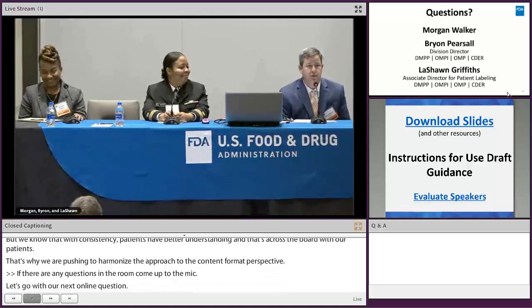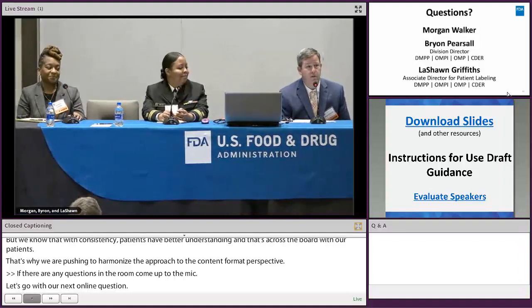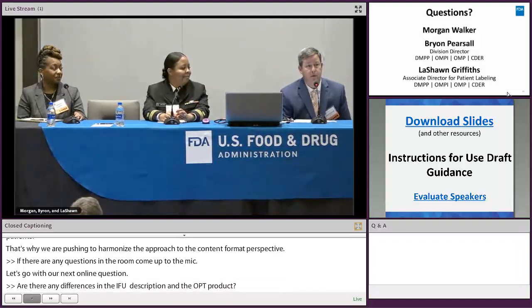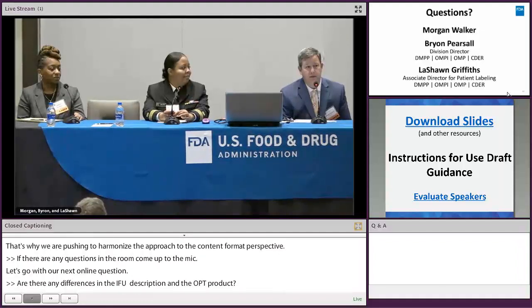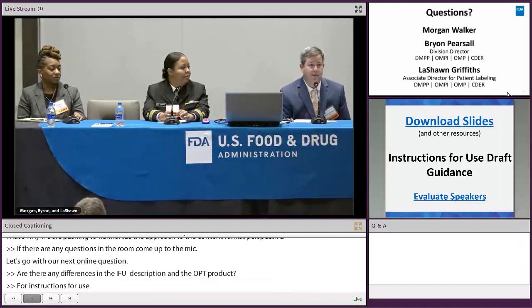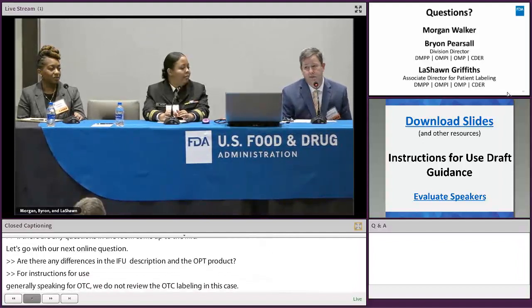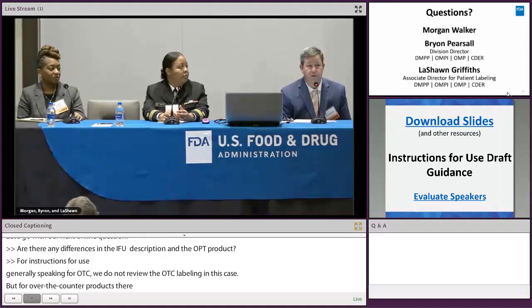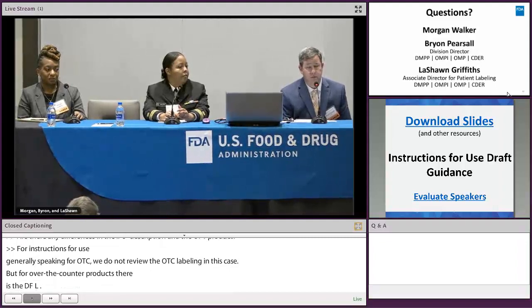For instructions for use, generally speaking, for OTC, we do not review the OTC labeling in this case. But for over-the-counter products, there's the DFL that's on the back, and that generally has the instructions for use for the patient, as well as the questions needed to answer for self-selection and use. We do not review that, and this would not apply to the over-the-counter products.